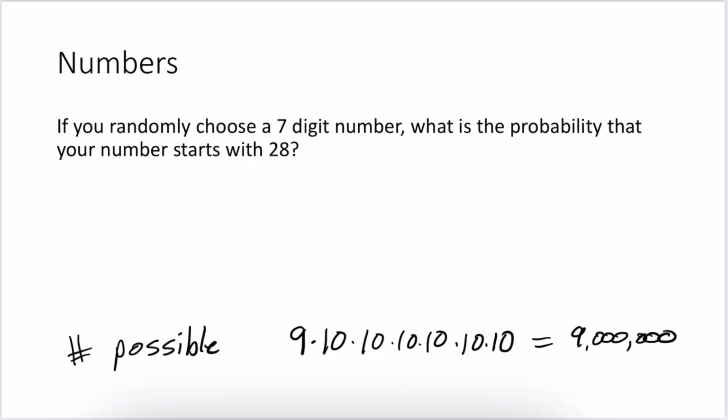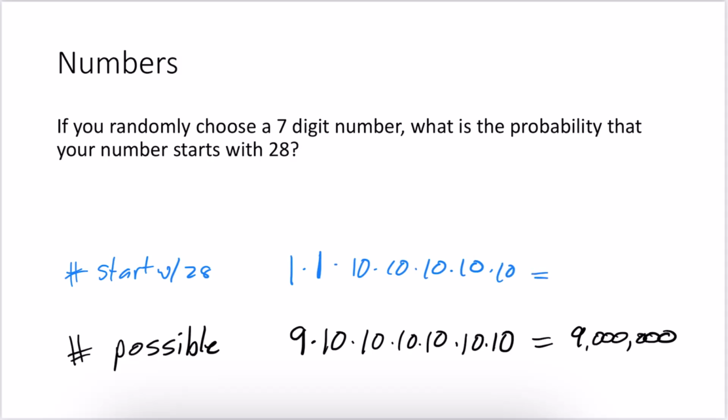So I have 9 million different 7-digit numbers, and now I need to figure out the number of numbers that start with 28. If I want my number to start with 28, that means my first digit has to be a 2. So I only have one option for my first digit. My second digit has to be an 8, so I only have one option for that. But after that, it doesn't matter what the rest of the digits are. So I'll have 10 options for my third digit, 10 for my fourth, my fifth, my sixth, and my seventh.